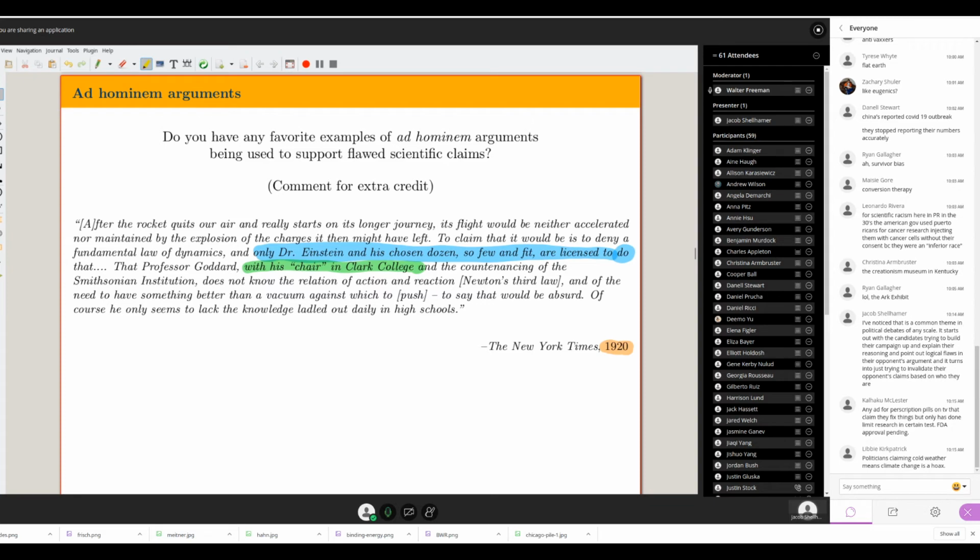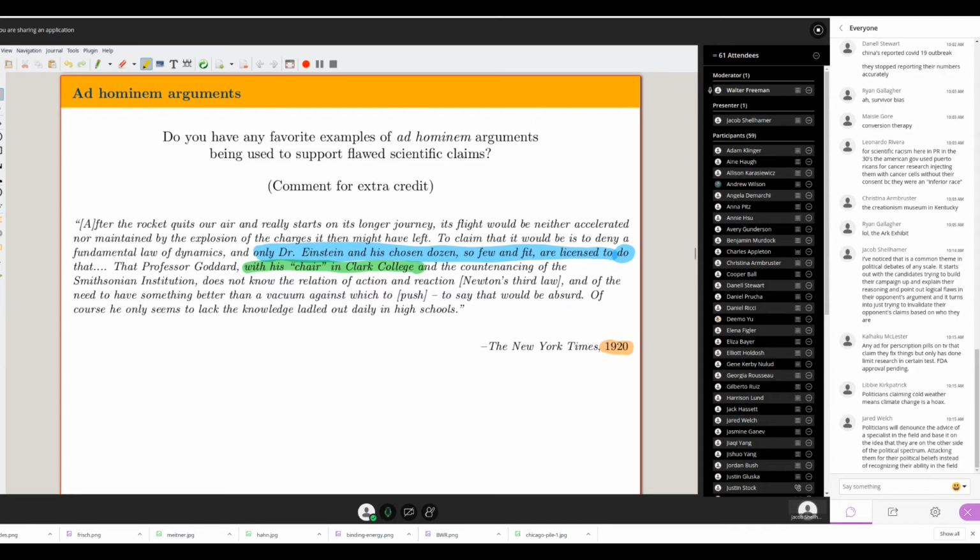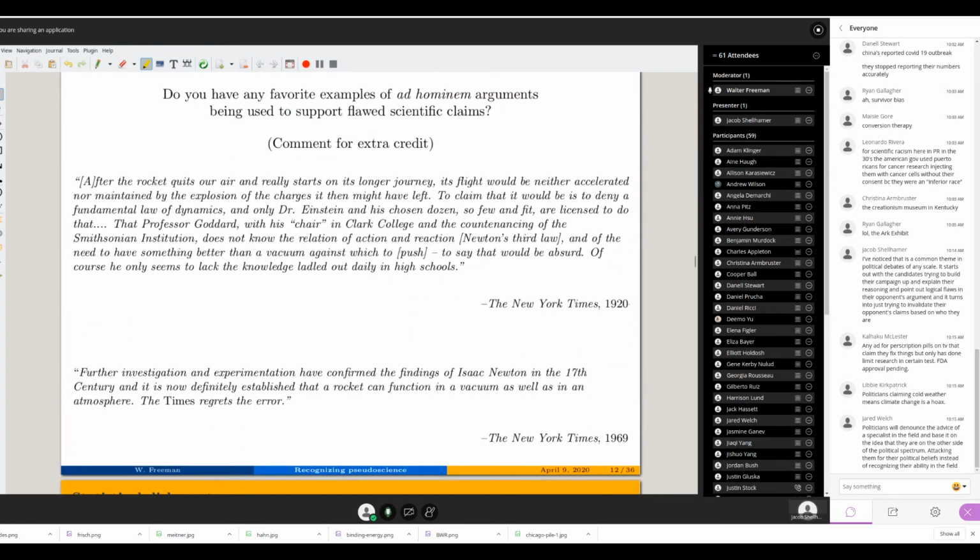Of course, now we know that Goddard Space Flight Center is a thing, that Goddard was right. And in 1969, the New York Times, 3 days after people landed on the moon, wrote, Further investigation and experimentation have confirmed the findings of Isaac Newton in the 17th century, and it's now definitively established that rockets work in vacuum. The Times regrets the error, which is hilarious, but also kind of owning their own mistake.